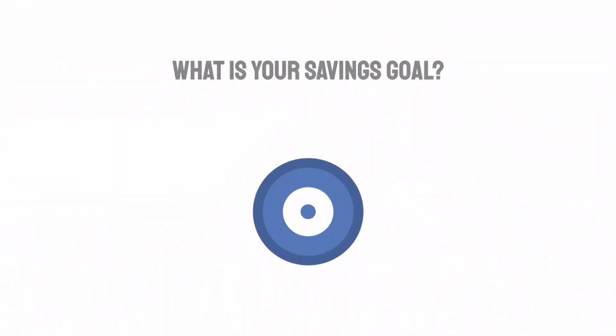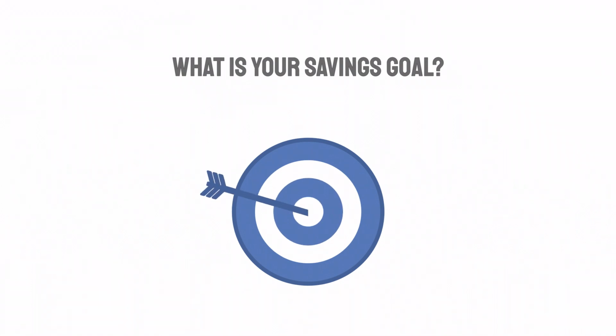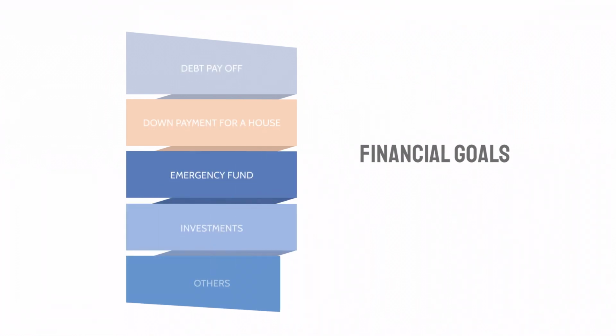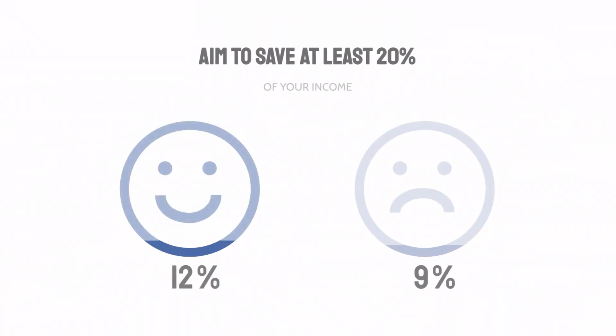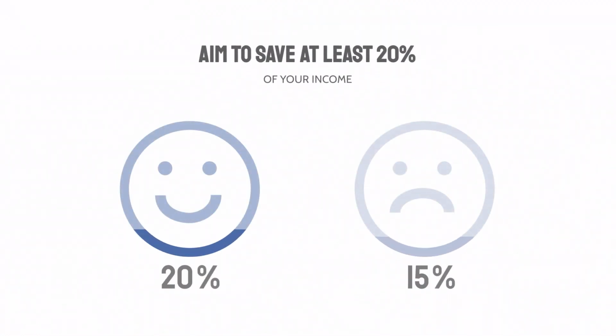The fourth and last step in this budgeting strategy is to identify your savings goals. You may want to pay off your debt, save for a house, build an emergency fund, make investments, or pursue other specific goals. Your objective should be to save at least 20% of your income towards your savings goals.